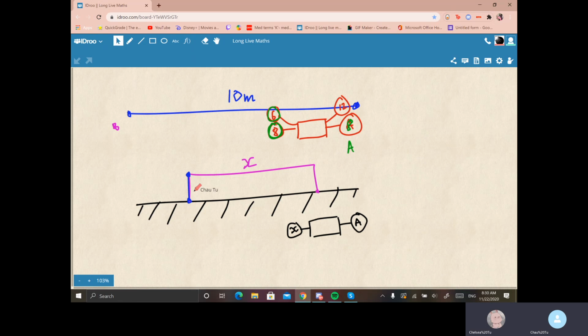X plus 1. So this must be X plus 1, right? No. Wait there, Chelsea. By the way, for you to say X plus 1, it means this length is X. So X plus 1 would be that whole length plus an extra meter. So X plus 1 seems a bit silly. It's not X plus 1. X over 2.